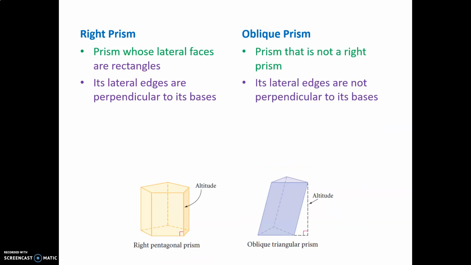There is a right prism and an oblique prism. Okay, see the difference. In the right prism, it has lateral faces that are rectangles. So all of these faces in here are rectangles. Okay, here, these are not necessarily rectangles. It's a parallelogram, but not necessarily a rectangle.